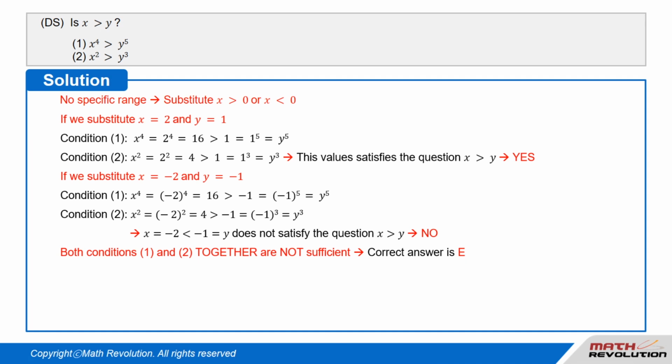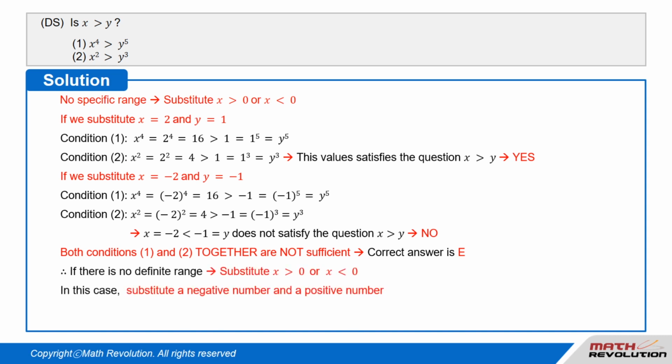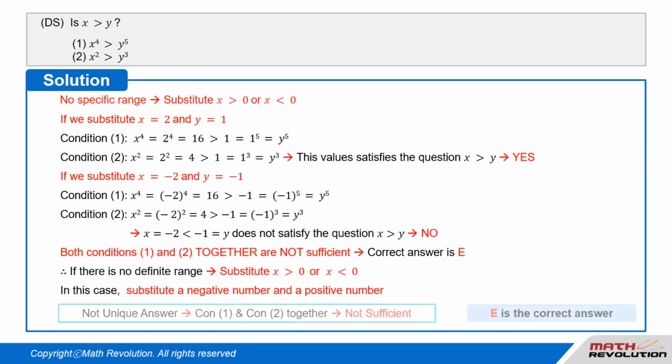Both conditions 1 and 2 together do not give a unique solution, so they are not sufficient. The correct answer is E. Therefore, if there is no definite range, substitute x is greater than 0 or x is less than 0. In this case, you are substituting a negative number and a positive number. Conditions 1 and 2 together are not sufficient, so E is the correct answer. Answer E.